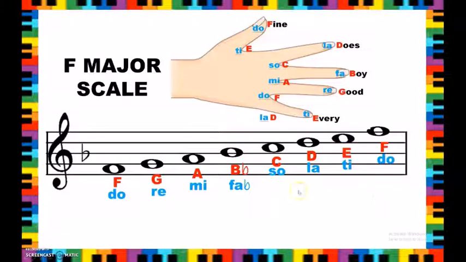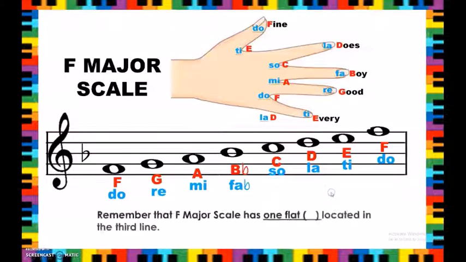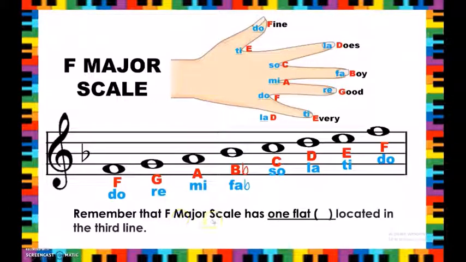Now, why does this B have a flat? Because the F major scale has one flat in the third line. So, the third line is affected by this flat, that is why it is B flat and fa flat. Remember that F major scale has one flat located in the third line. Okay?